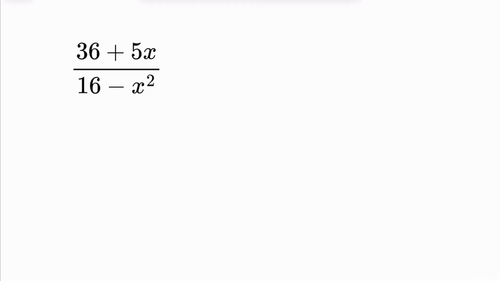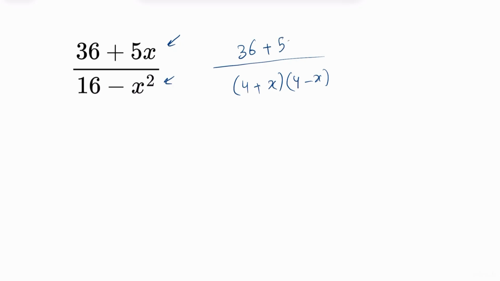In this exercise, we need to decompose this rational fraction. Unfortunately, the numerator we're not able to factorize more, so let's factorize the denominator. Here we come up with the difference between two squares. So we set two brackets, put 4 here and 4 there, x, 1 negative and 1 positive, and keep the numerator here up at 36 plus 5x.